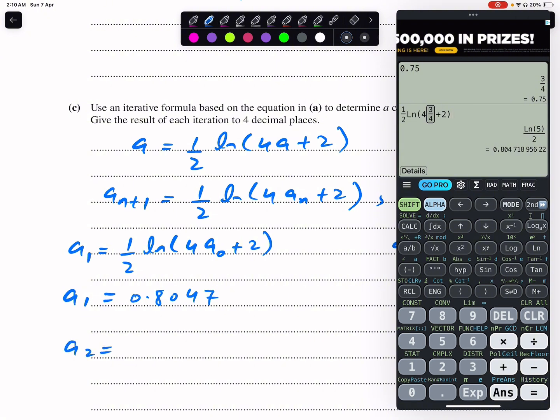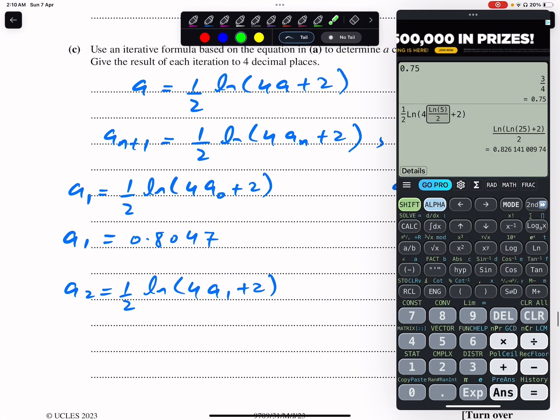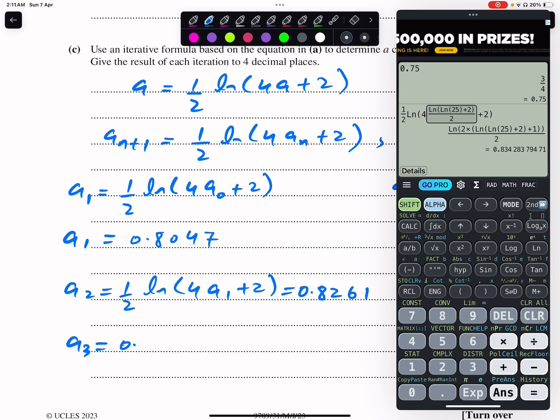Now again a2 is 1 over 2 natural log of 4a1 plus 2. Now a1 means use this value here, but we have already set this formula in our calculator. Just press equal, you will get a2. So my a2 is 0.8261. Now similarly, press one more time equal, you will get 0.8342.